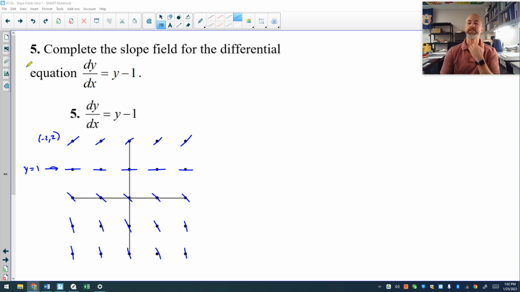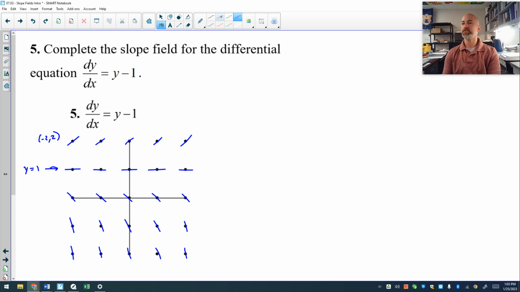Okay, here we go. That took me about 10 seconds. But there are all of the slopes for this one. And you'll notice that the rows are always the same because if you move left and right, you're not changing your y coordinate, which is the only thing that affects the slope. So our rows are the same.